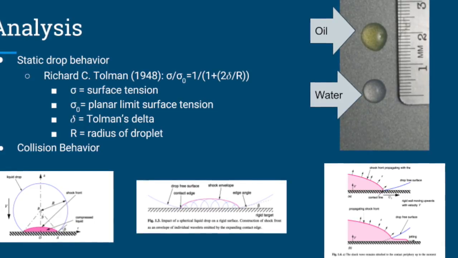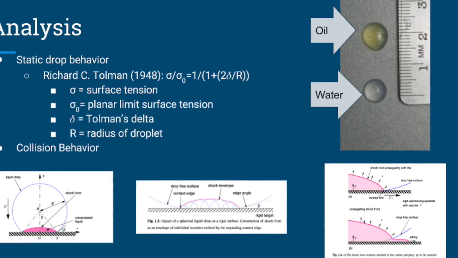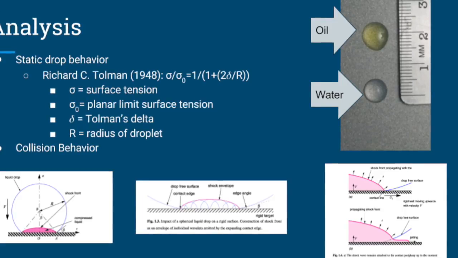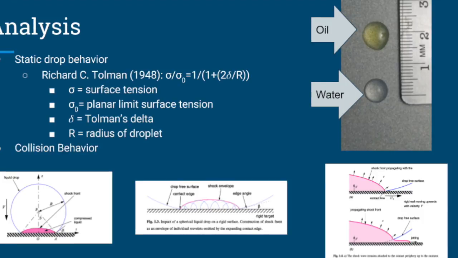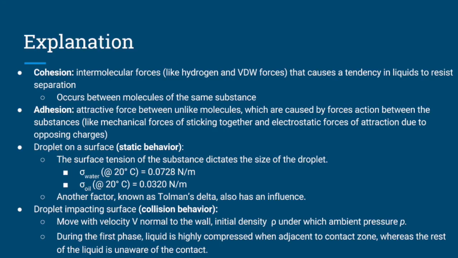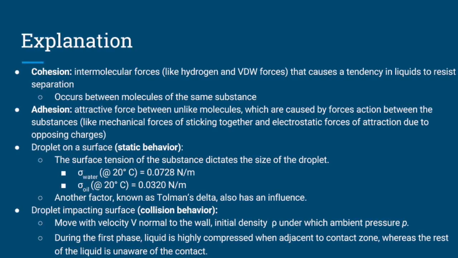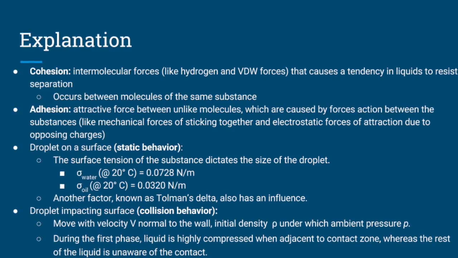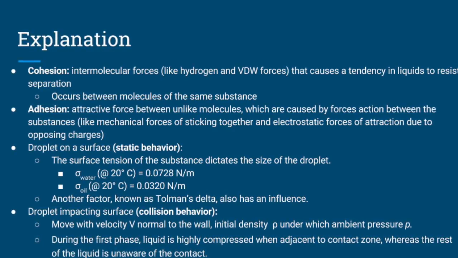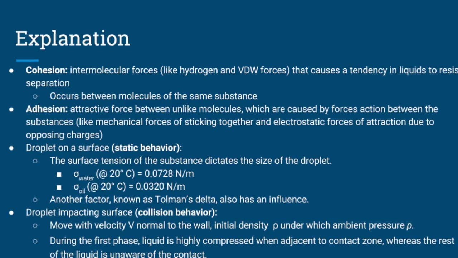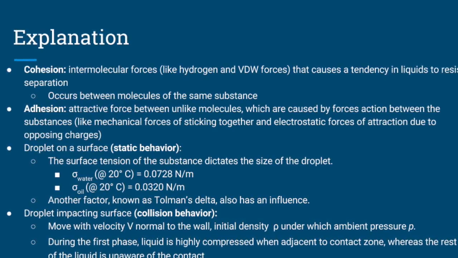So we found that a droplet of oil had a larger radius than that of water, despite having a lower surface tension. And that's actually due to Tolman's delta being different between the two substances. And the difference is in the IMF, which is intermolecular forces. Water's defining intermolecular force is hydrogen bonding, a very strong IMF, whereas the strongest IMF in oil is actually London dispersion, a comparatively weak IMF. Therefore, oil's delta value would be larger than that of water.